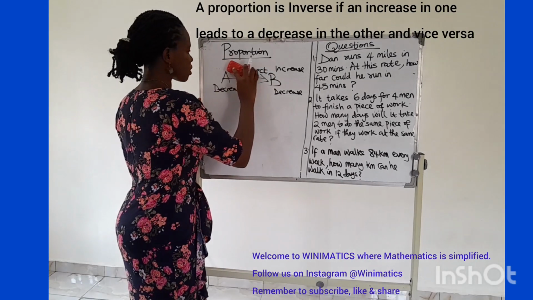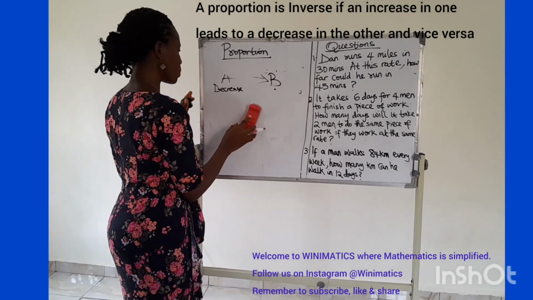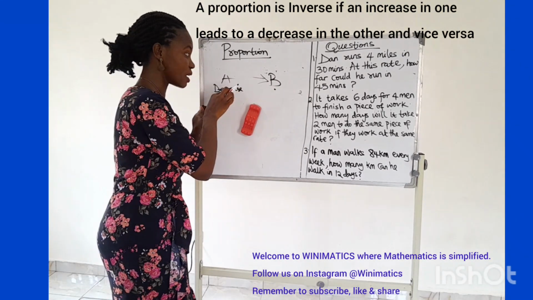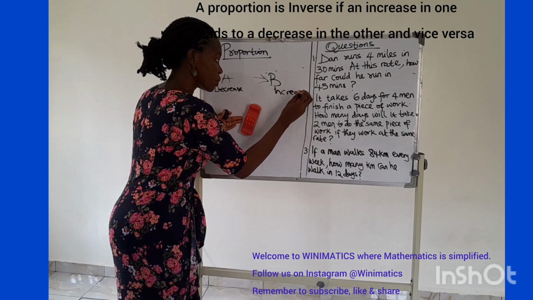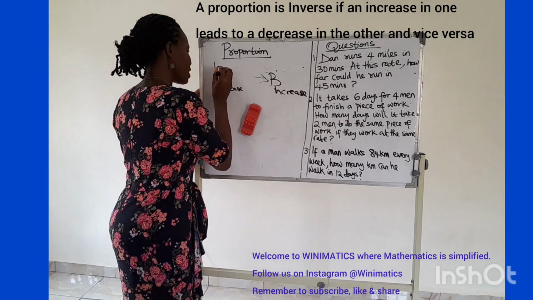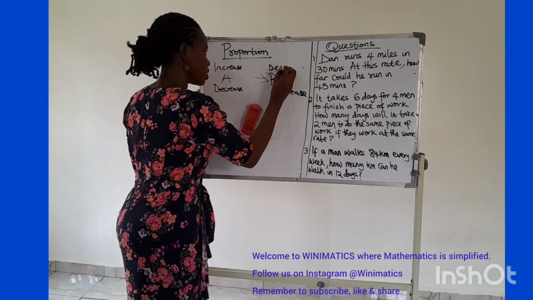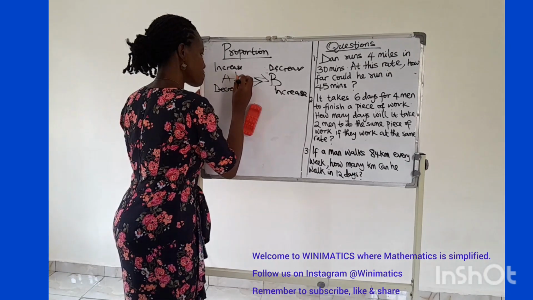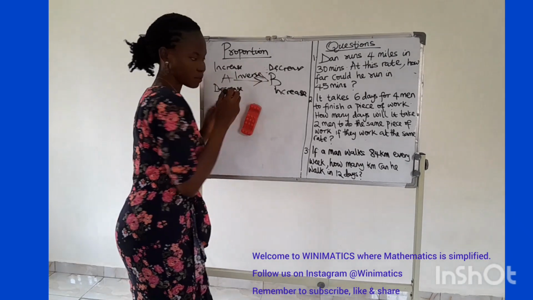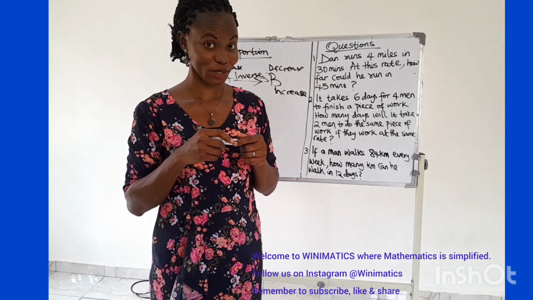Then the opposite of it gives us the inverse. And what is the opposite? If there is a decrease in A and it leads to an increase in B, or if there's an increase in A, it leads to a decrease in B, we say that this type of relationship or this type of proportion is inverse or indirect. Is that understood?